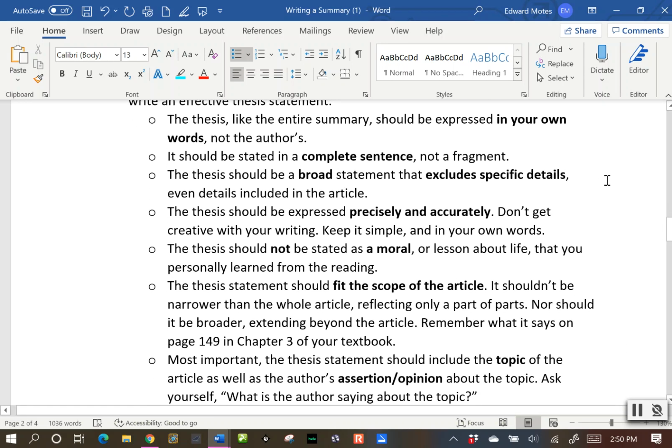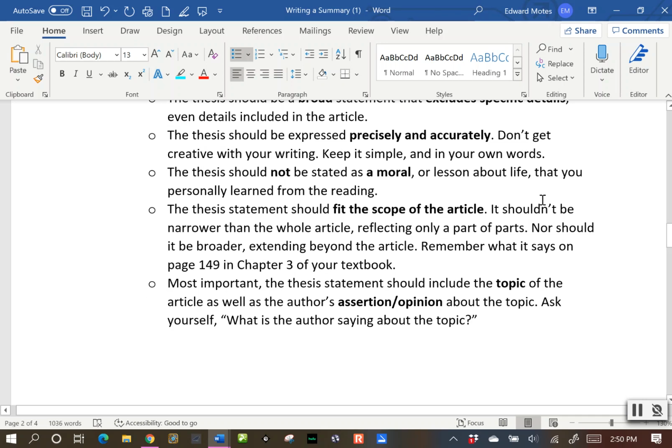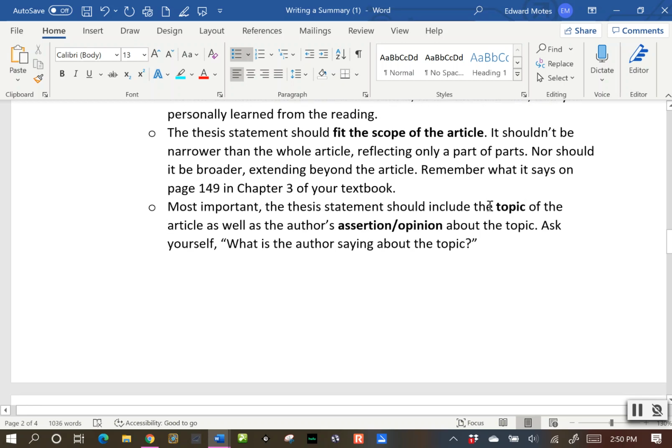So the thesis here has to be in your own words. It must be a complete sentence. You don't want to be too specific. You want to be broad, but you want to be precise. And you don't want to say that, oh, this was about a moral or something. Nothing like that. And make sure that it fits what is being talked about in the article. So you're looking for topic plus opinion.